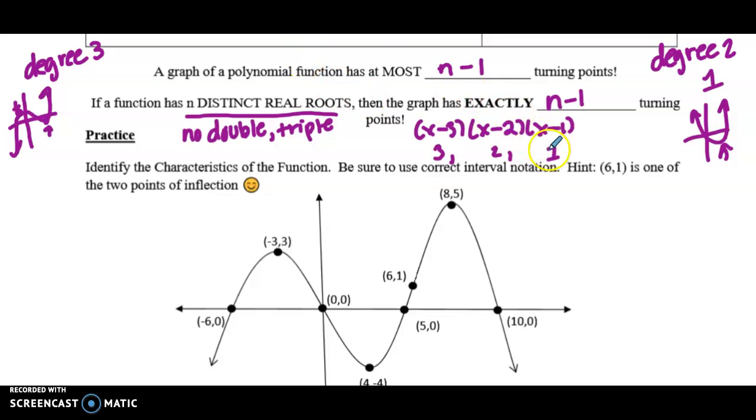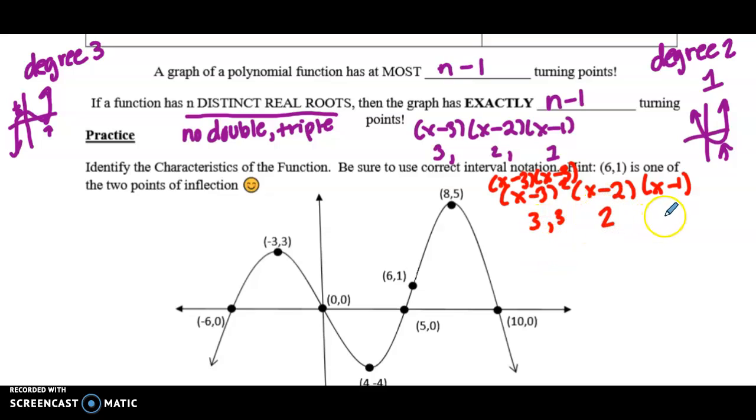Now, let's say we change that so that it looks like x minus 3 squared times x minus 2 times x minus 1. Now here, this x minus 3 has a root of 3, but it has a multiplicity of 2 because x minus 3 squared is really x minus 3 times x minus 3. So that 3 is repeated, and that's going to be what we call a bounce point, okay? This one is going to have x equals 2, and this will be x equals 1. So just be careful there. This one does not have 4 distinct roots.